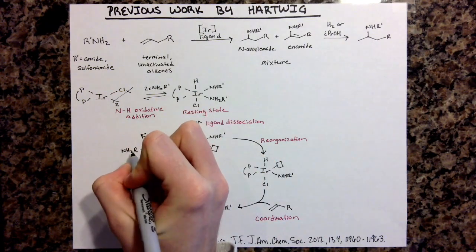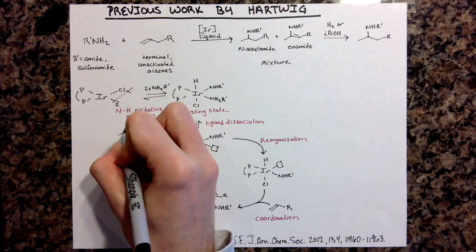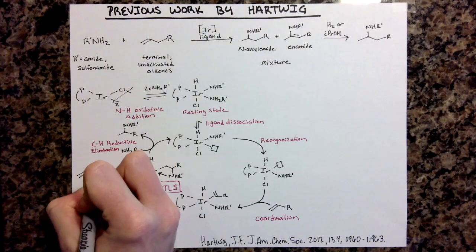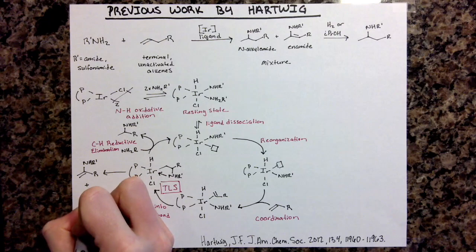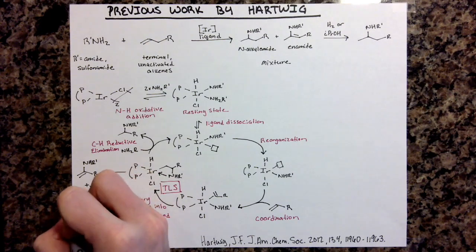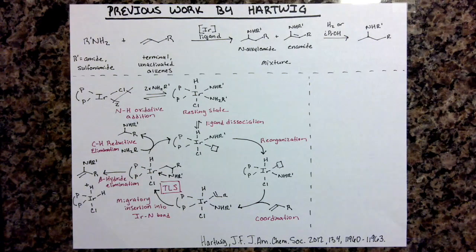From there, one of two pathways can take place. So either the CH reductive elimination, which forms the N-alkyl amide product, or a beta hydride elimination, which forms an enamide product, which would be your oxidative amination product. And so seeing that they get a mixture of these products, they can introduce hydrogenation conditions to reduce any of the enamide product to the formal hydroamination product.